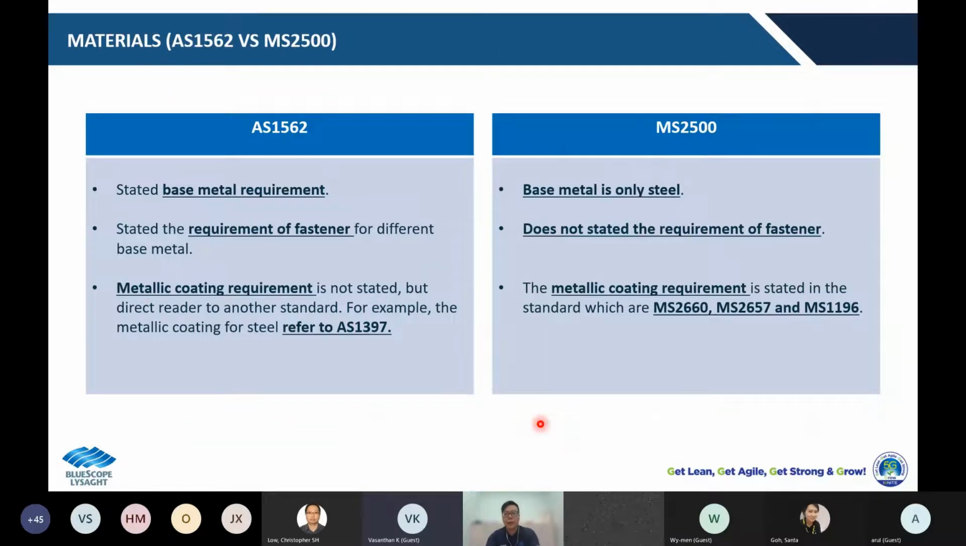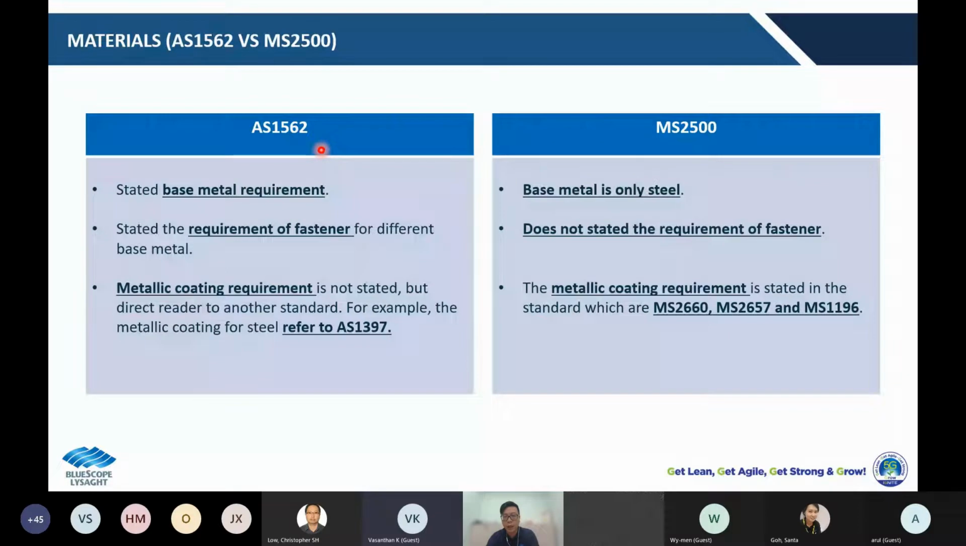All right, let's see what content is covered in both standards when we talk about the material. Okay, in AS 1562, it is more focused on the base metal and the fasteners that should be used. In addition, it directs the reader to refer to AS 1397 if they would like to understand the metallic coating requirement. However, in MS 2005, it is more focused on the metallic coating requirement for steel base only.